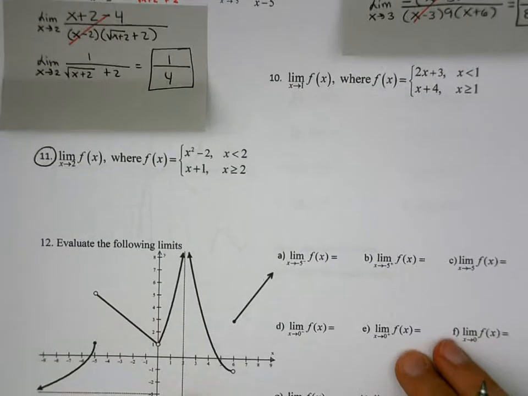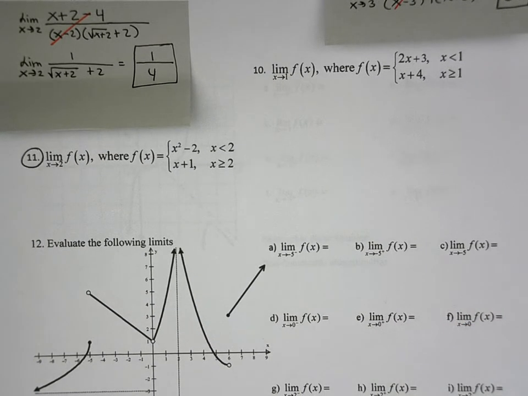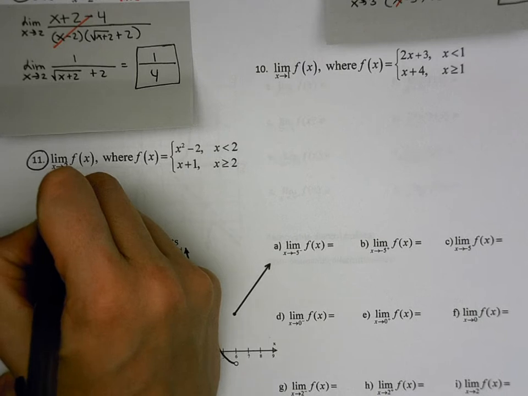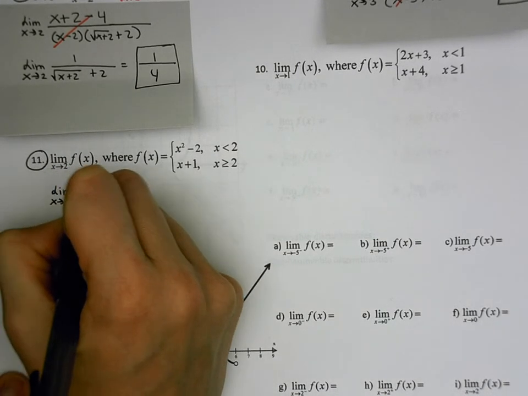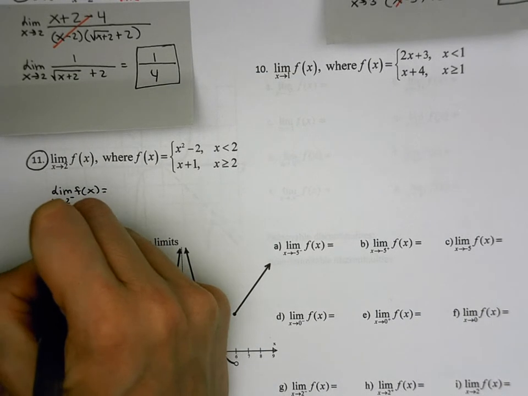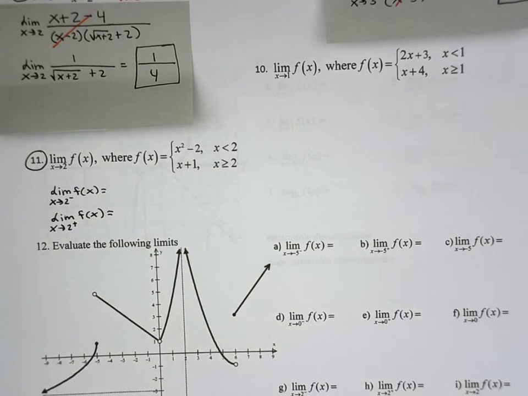Okay, number 11, we have the limit as x approaches 2 of f of x, where f of x is given. Remember, when we are evaluating limits of piecewise functions, we need to check our left limit and our right limit. So again, if you haven't tried number 11, pause it, restart it when you're ready.